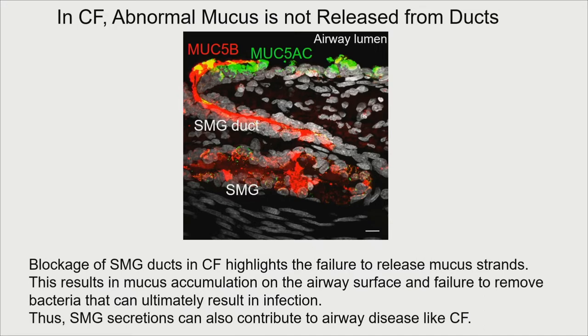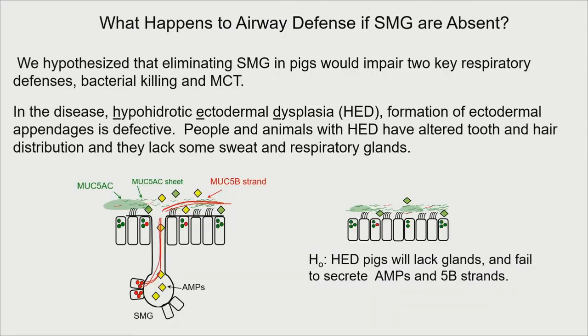And this results in mucus accumulation on the airway surface and failure to remove the bacteria, which can ultimately result in infection. And thus, submucosal gland secretions are important for airway defense, as we've talked about, but they can also contribute to disease such as in CF. So what would happen to airway defense if an animal didn't have submucosal glands?